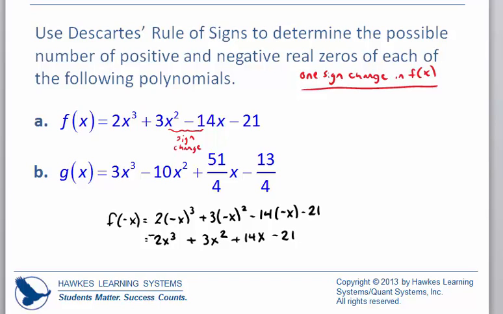So let's look for sign changes. We start negative, we change to positive. So there's one sign change. We stay positive on the 14, but then we change to negative on the 21. So there's the second sign change. So we have 2 sign changes for f of negative x.